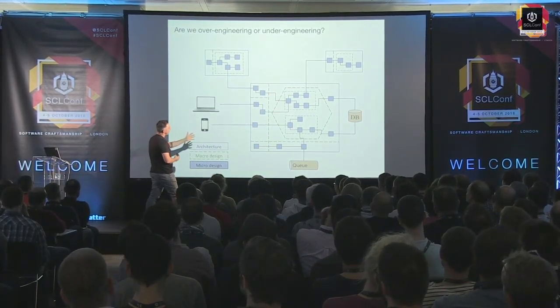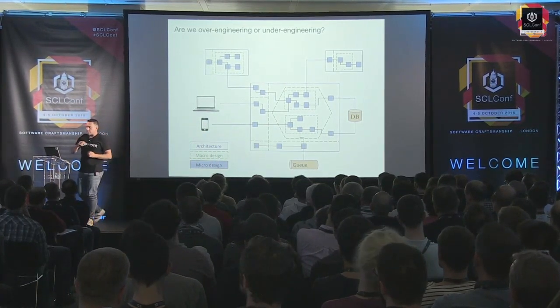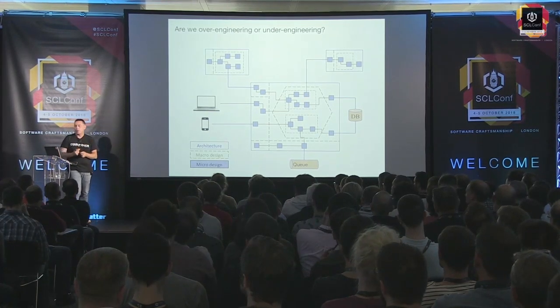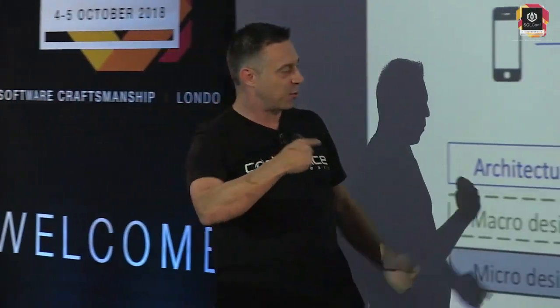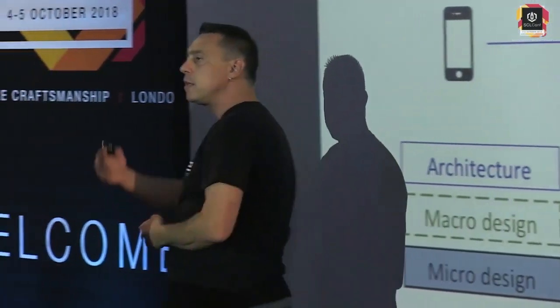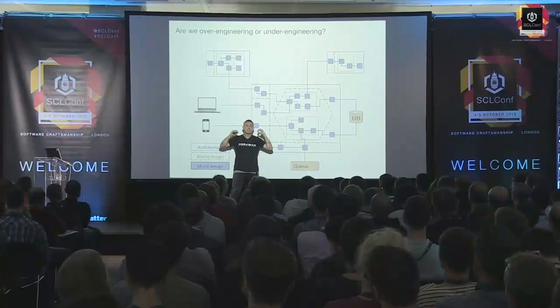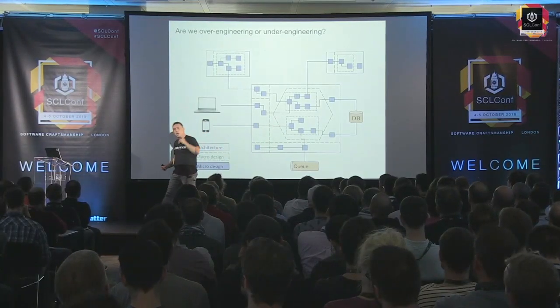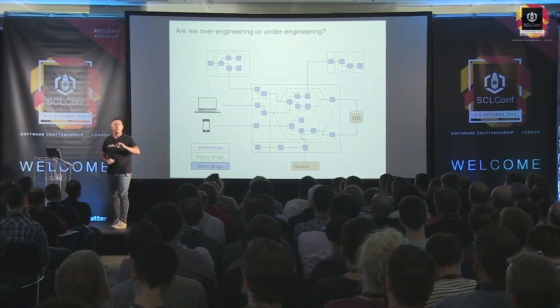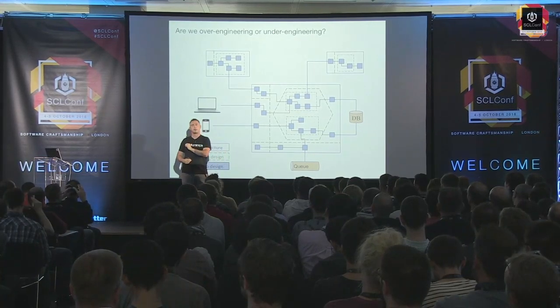So what we normally have in situations like that, if you think about a monolith, is an application with an over-engineered micro and macro design, but a completely under-engineered architecture. Are you following me? So you have a very complex application that you think is over-engineered. But in the grand scheme of things, it's an under-engineered solution.